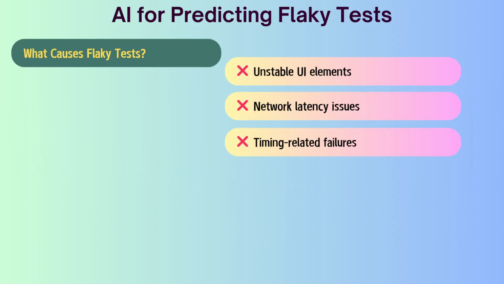Next is AI for predicting flaky tests. Flaky tests are every automation engineer's nightmare, because sometimes they pass, sometimes they fail, even when the code hasn't changed. AI can help detect and eliminate flaky tests. What causes flaky test cases? Basically, unstable UI changes or AI elements, network latency issues, and timing-related failures like tests running too fast before an element loaded. So how does AI detect flaky tests?